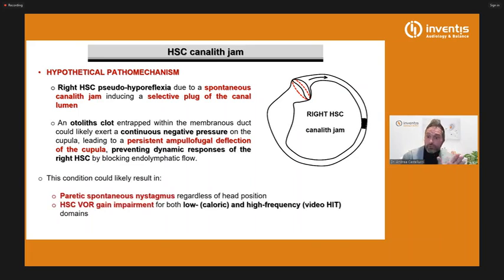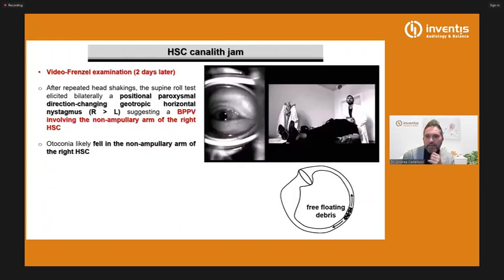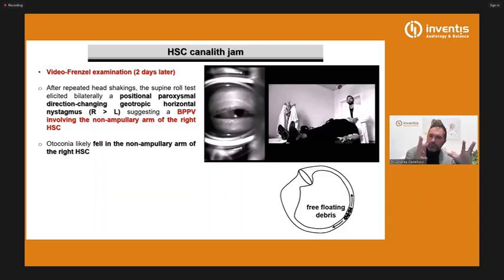So it likely results in a paretic spontaneous nystagmus, regardless of head position changes, and an impairment of the horizontal canal VOR gain for both low frequency caloric and high frequency video head impulse test. And it was interesting because after several head shakings, we saw the patient 2 days later, and you can see here how it converted. It converted in a typical geotropic BPPV of the right horizontal canal. So in this case, the canal gem crumbled and eventually went in the non-ampullary arm of the right horizontal canal, leading to a typical geotropic horizontal BPPV.